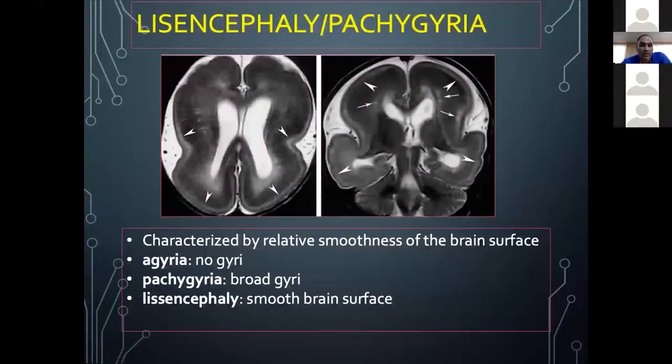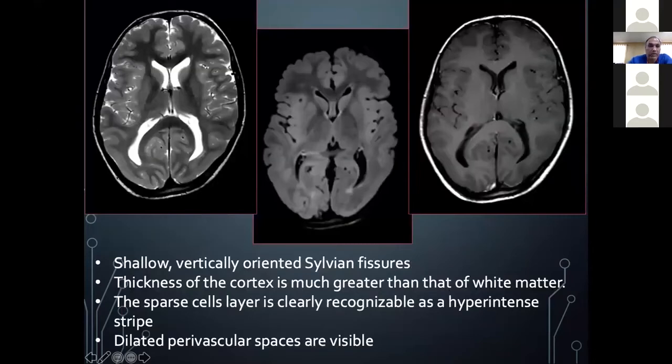In lissencephaly, there's a smooth brain characterized by relative smoothness of the brain surface. There may be no gyri, there may be broad and fewer gyri, or there can be a totally smooth brain surface, and you can see multiple layers. It can be localized also. For example, in this case, bilateral parieto-occipital localized lissencephaly is there. There are so many genes associated with this entity, and some of them have a preference for the occipital or the frontal lobe.